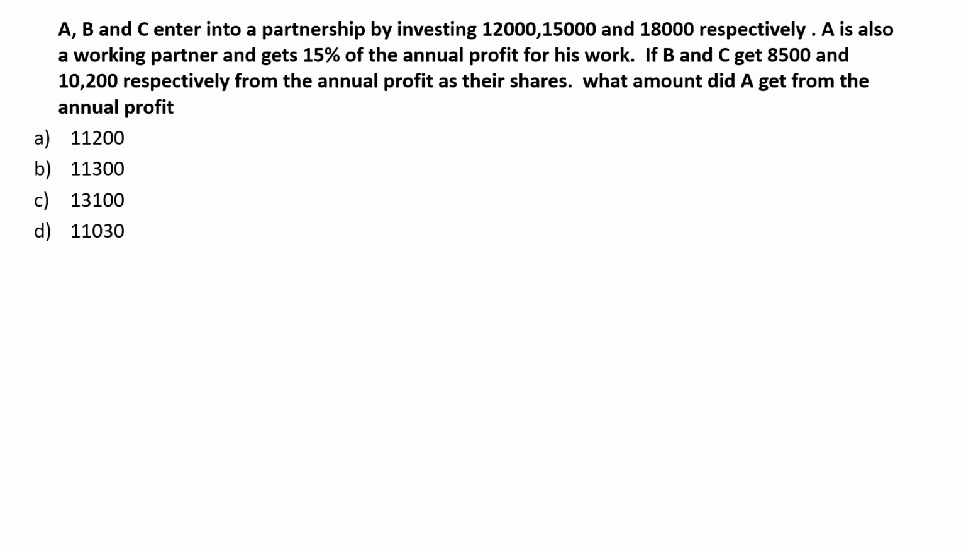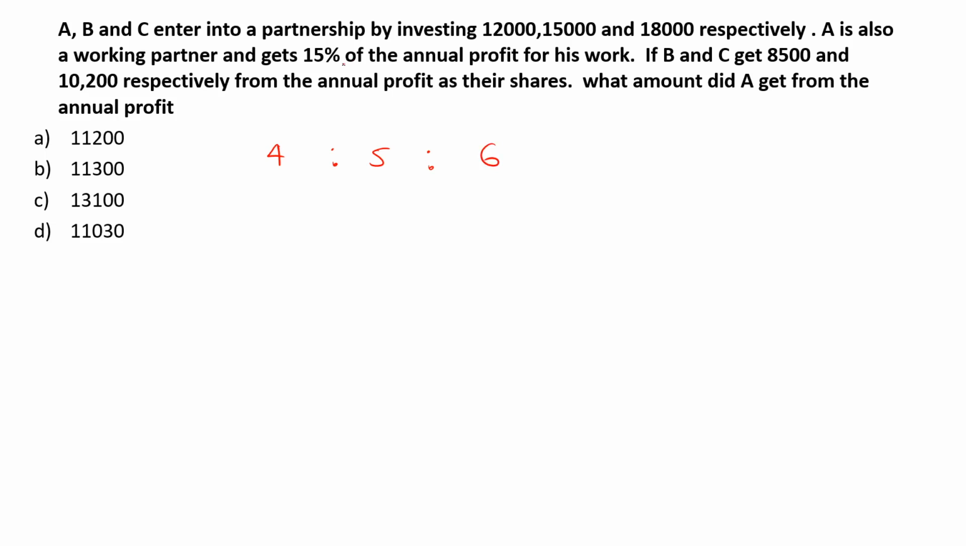A, B, C are three partners in a business, and their investments are given as 12,000, 15,000 and 18,000 respectively. If we take the simplified ratio of the given values, that would be 4:5:6.